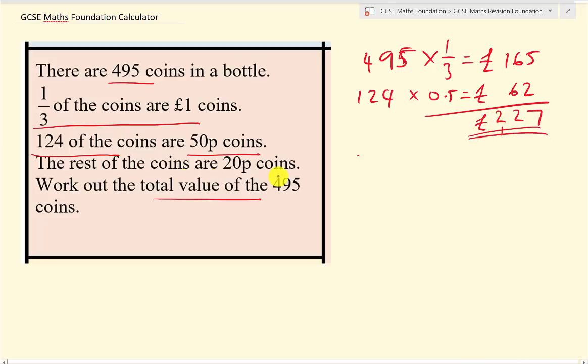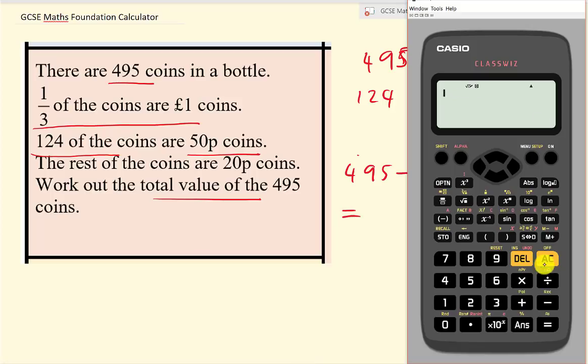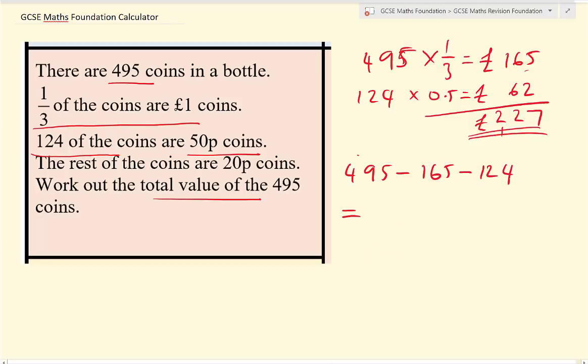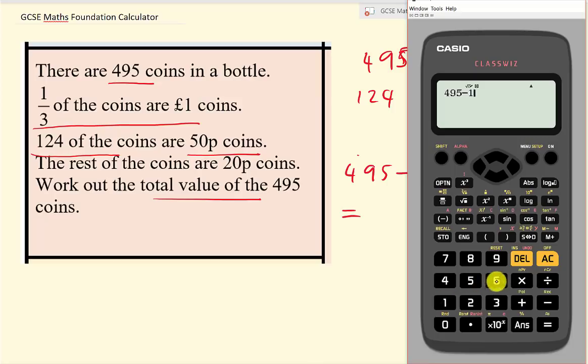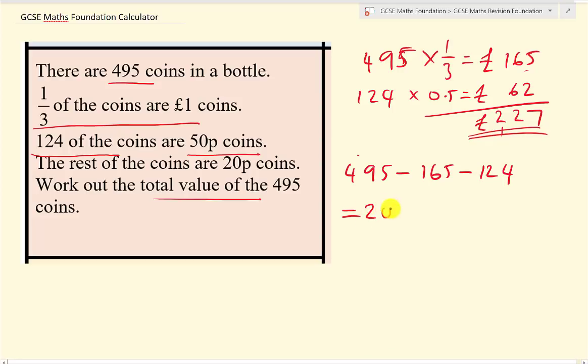Now the rest of the coins are 20p coins. Work out the total value of the 495 coins. Now for the rest of the coins, we need to work out how many coins are left over after the £1 and the 50p coins. So we had 495. We are taking away the £1 coins, 165 of them, and the 50p coins, 124 of them. Let's work out how many coins are left. So 495 minus 165 minus 124, and that gives us 206 coins remaining. Those 206 coins are 20p coins according to the question.